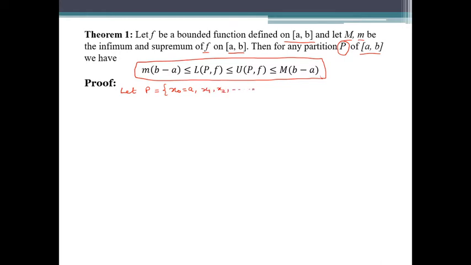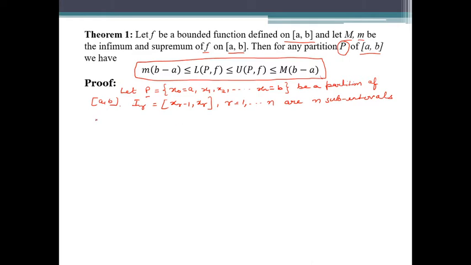So let us suppose that P = {x_0 = a, x_1, x_2, ..., x_n = b} is a partition of the closed interval [a, b]. This partition divides the closed interval into n subintervals I_r = [x_(r-1), x_r], r = 1 to n, of f on the closed interval [a, b].